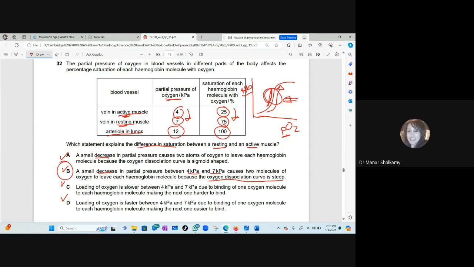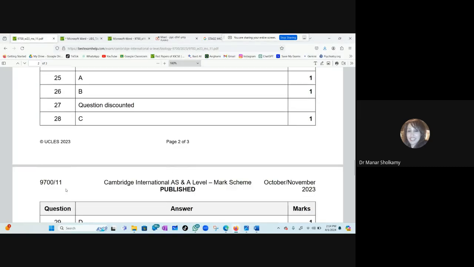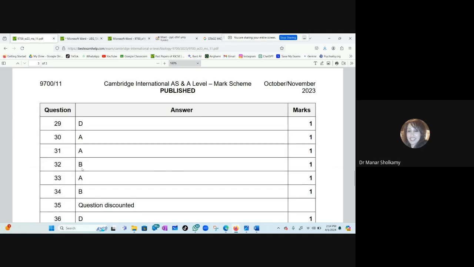C, loading of oxygen is slower between 4 and 7. Is this true? Is the oxygen loading slower? No, actually, it's more. So C is wrong. D, loading of oxygen is faster between 4 and 7 due to the binding of one only oxygen molecule. Is this right or wrong? Wrong. So the answer is B. Let's just make sure because we are jumping. We said 32B. Yes, 32B. Very good.